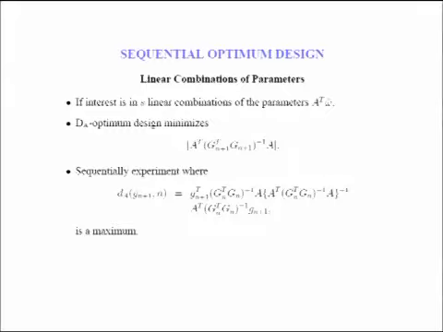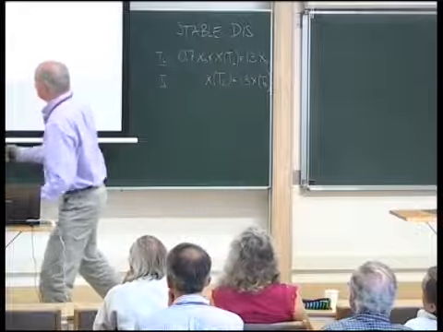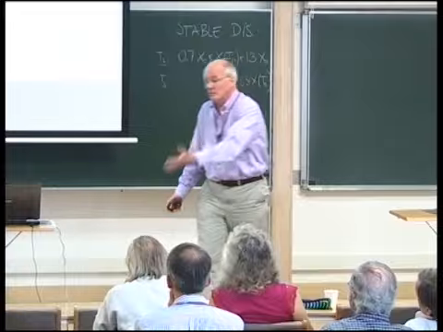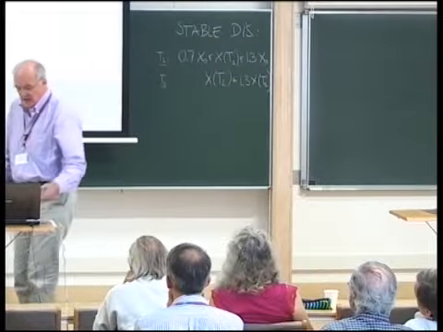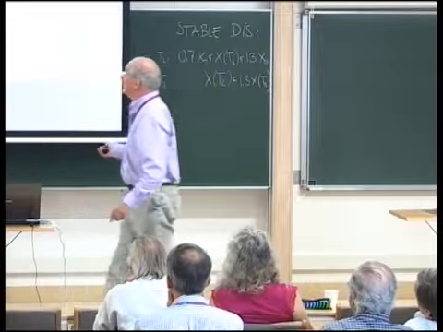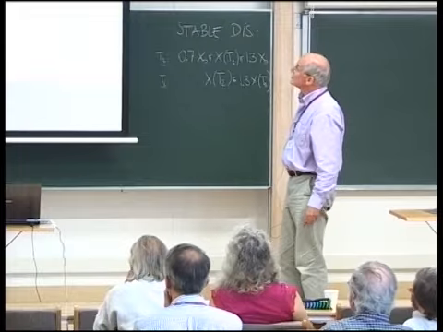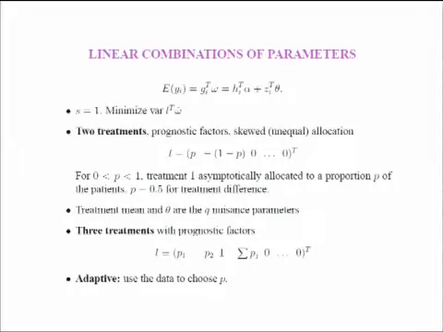I see I've lost a J there. Okay. So you can calculate this for each potential allocation. Then if you're designing sequentially, you would just allocate the patient for which that variance is a maximum. Here are some linear combinations of parameters.